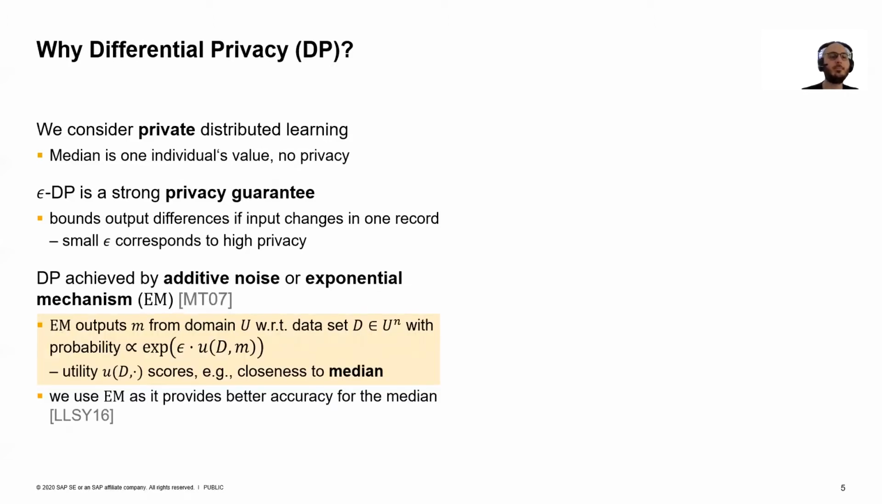We can achieve differential privacy by additive noise or the exponential mechanism. The exponential mechanism outputs an element m from the data domain with regards to some data set over that domain with probability proportional to the exponential function evaluated on epsilon times the utility of this value with regard to our data set. The utility for such a value, or the score, can be, in our case, the closeness to the median. We use the exponential mechanism as it provides better accuracy for the median.